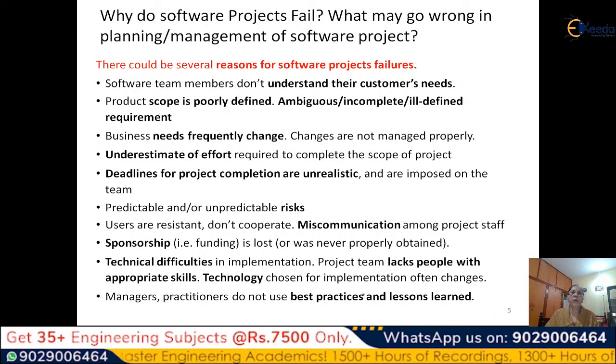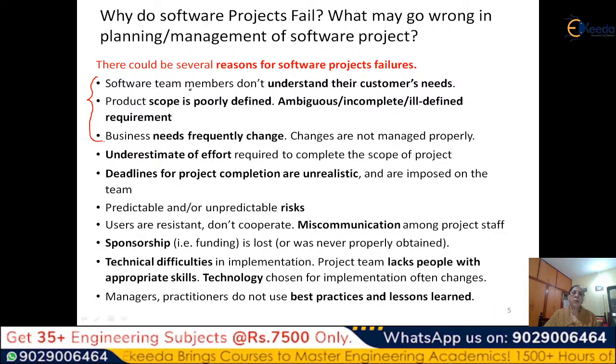Now, why do projects fail? What will go wrong in planning and managing the software project? So there could be several reasons. If you are asked such a question, and sometimes you are asked, give five major reasons. So what I have done, I have written down many of these so that it is easy for you to understand. The first part deals with the requirement and the customer's scope.